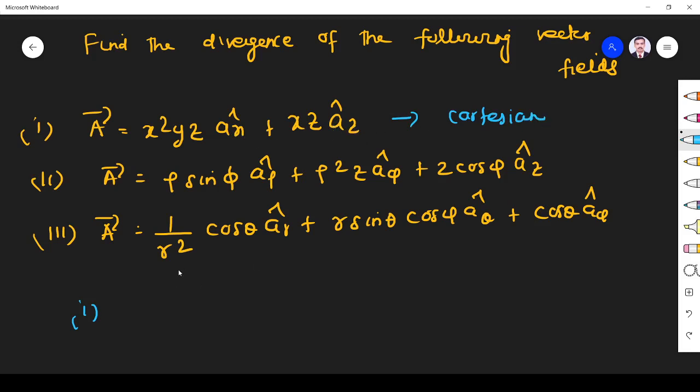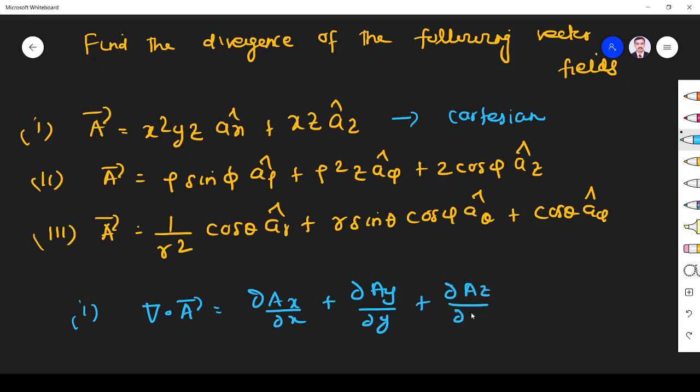So we know the divergence equation for the Cartesian coordinate system. It is given by del dot A is equal to dou Ax divided by dou x plus dou Ay by dou y plus dou Az by dou z. Fine. So what we have to do is differentiate each component with respect to its variable, right?